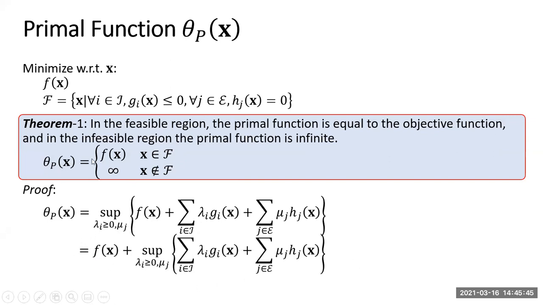See, theta p of x equals f(x) when x is feasible. What would happen to the second term here, the supremum? Which means that the supremum would be equal to 0, right? If theta p of x is equal to f(x), then this supremum would be 0. That's what we're going to show when x is feasible. And when x is infeasible, what happens? Theta p of x equals f(x) plus this, so this must be equal to infinity, correct? That's what we're going to show in the next slide. Any questions?